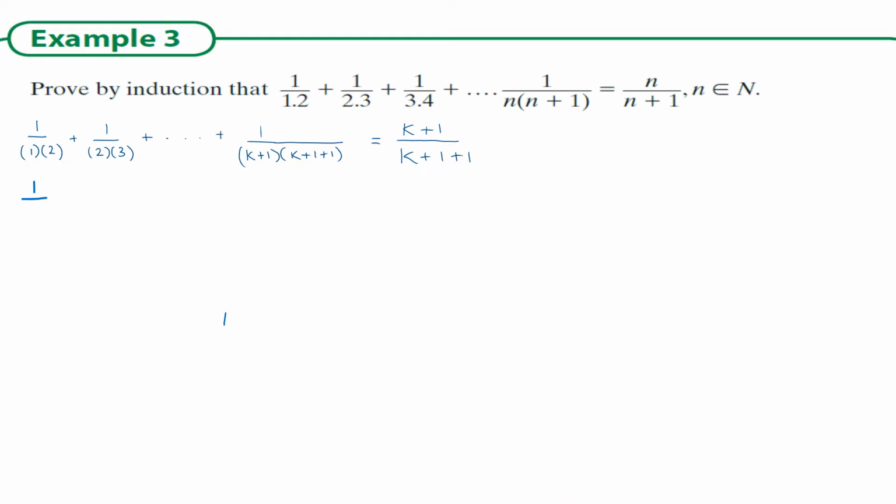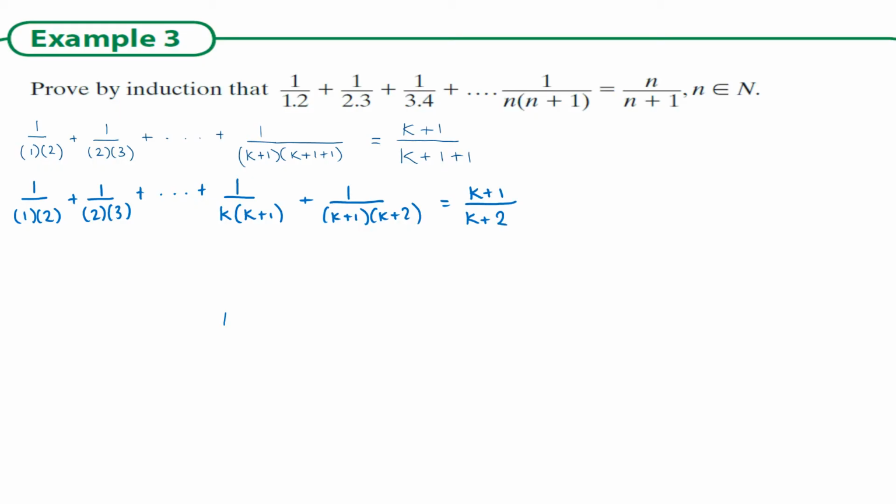So we have 1 over 1 times 2 plus 1 over 2 times 3 plus dot dot dot, and we put in the second last term, which is 1 over k bracket k plus 1, plus, then we have our last term, and I'm going to clean that up slightly, so that's going to be 1 over (k plus 1)(k plus 2), and that is all equal to, or at least we want to prove that it's equal to, (k plus 1) over (k plus 2).